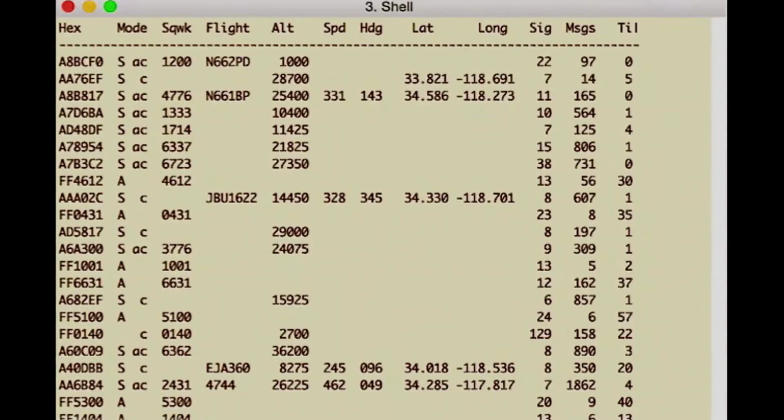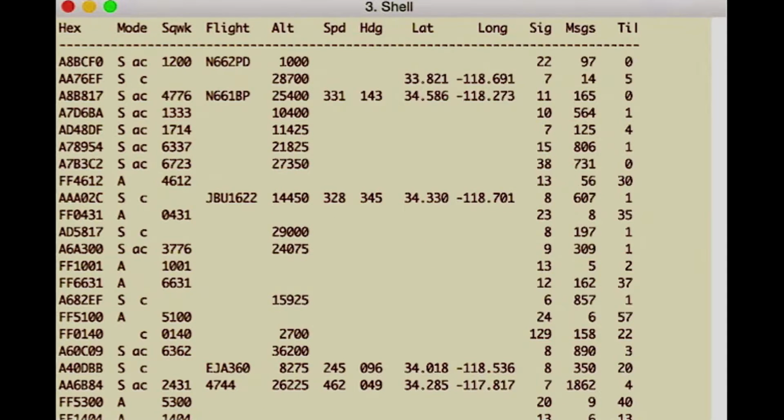Yes. Usually air traffic control instructs you what to squawk. It helps them keep track of you on their screens. But there are some other subtleties about the squawk codes that come up later. You can see flight numbers. Sometimes it's a registration number. Like the one on the top of the list, you can see the flight number is N662PD.